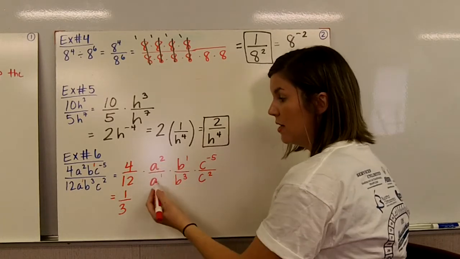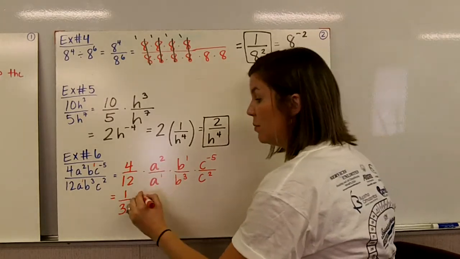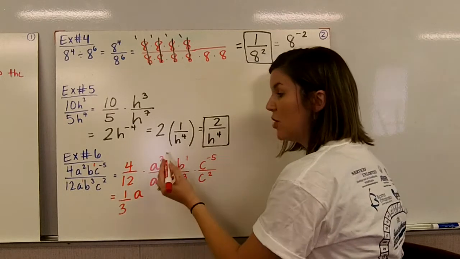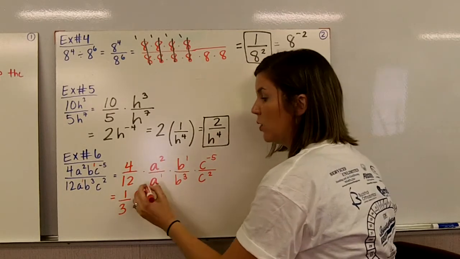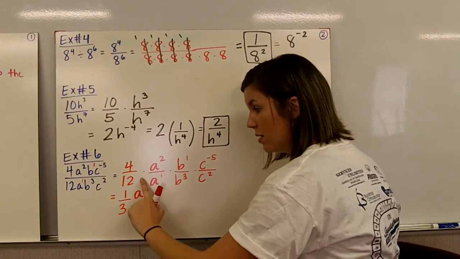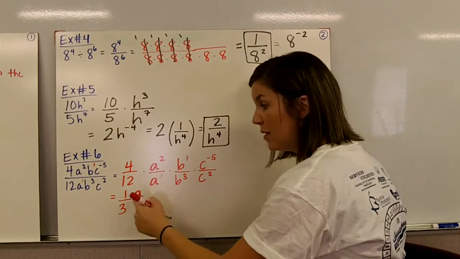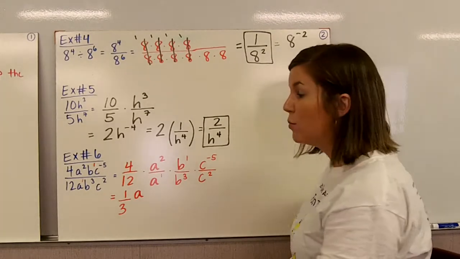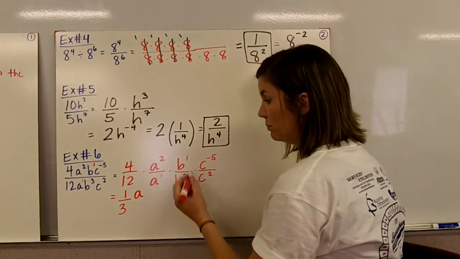A to the 2nd divided by A to the 1st. That means keep the base and subtract the exponents. 2 minus 1 is 1. Now, I don't need to write this 1 because I know that it's implied. Whenever I see just the variable, I know that the exponent is 1.